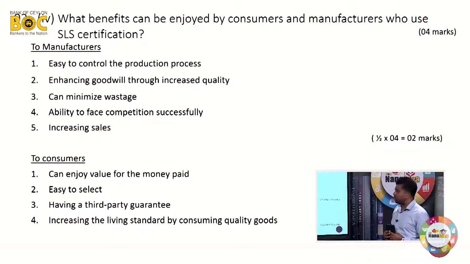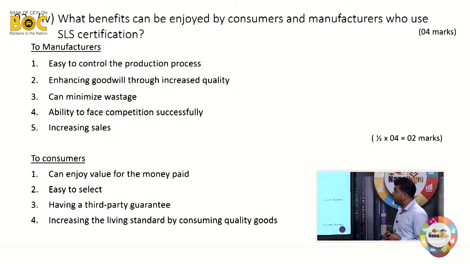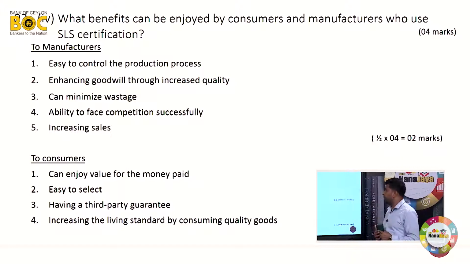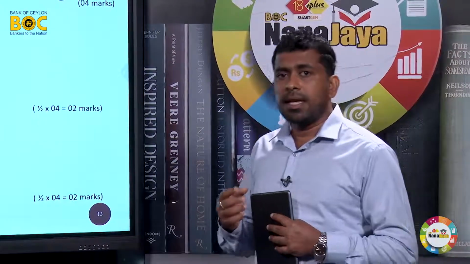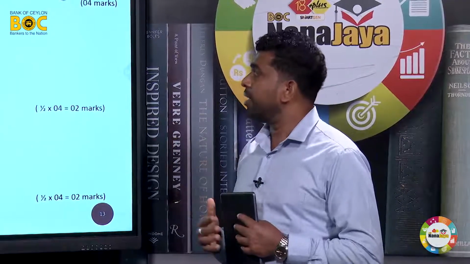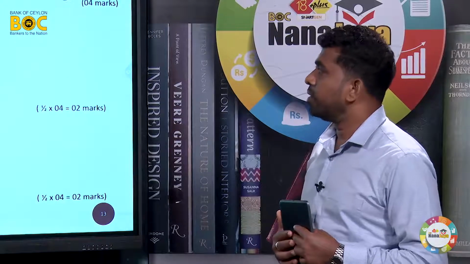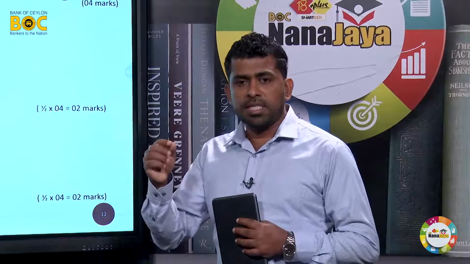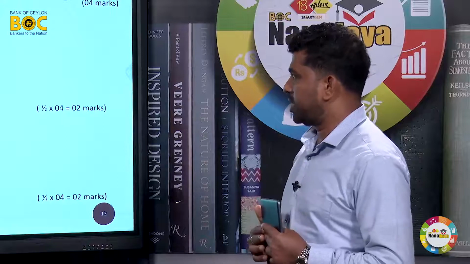By providing goods under the SLS mark, it's a silent advertisement. So it increases the goodwill of the manufacturer, and by following guidelines given in the SLS scheme, the quality of the product can be increased. Next one, can minimize wastage. By following standards, a business can minimize cost as well as wastage. Ability to face competition successfully.